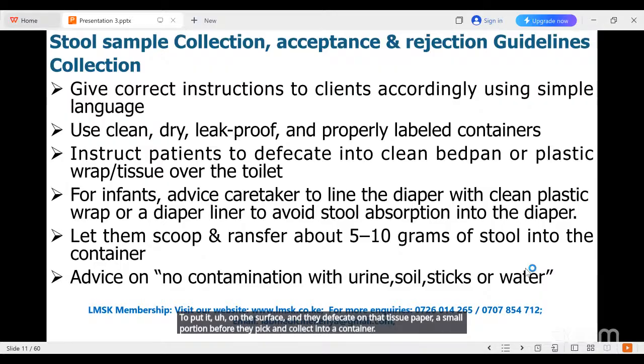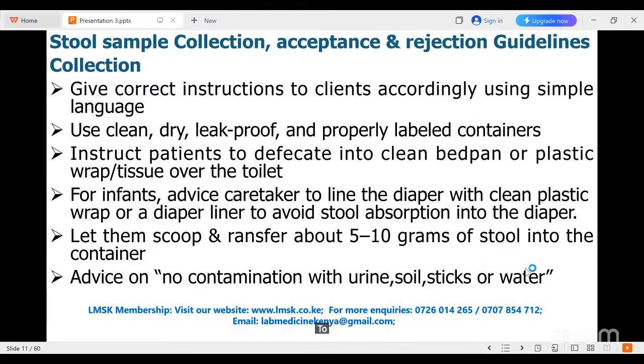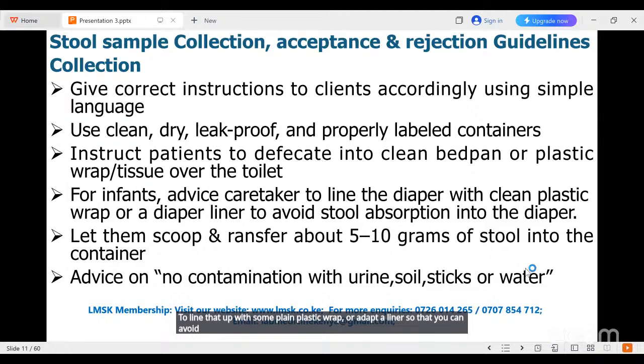For infants, you can always advise their caretakers or their mothers to line the diaper with some clean plastic wrap or a diaper liner so that you can avoid stool absorption into the diaper. Then let them scoop 5 to 10 grams of stool into the container. Sometimes they might not scoop if it's watery, so you advise accordingly.